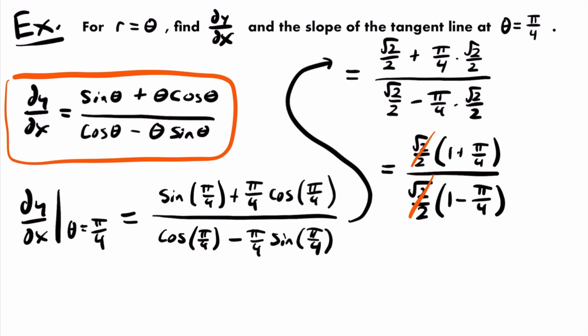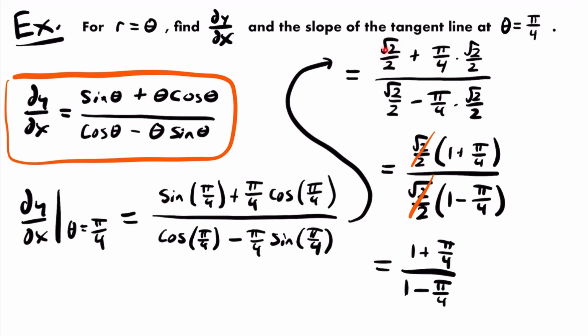All right, so however you want to do that is fine, but in both methods, you will end up with 1 plus pi divided by 4 divided by 1 minus pi divided by 4. All right, so just to review what we did there, we pulled the square root of 2 divided by 2 out of each of these terms.